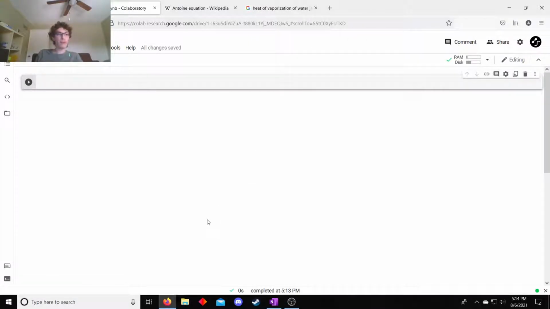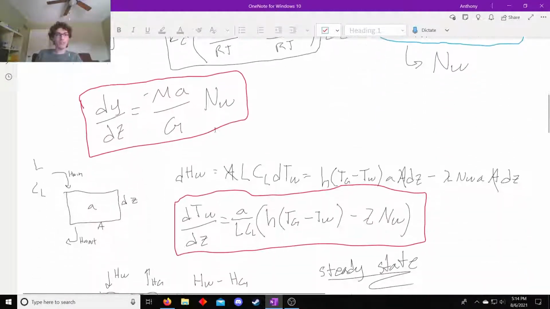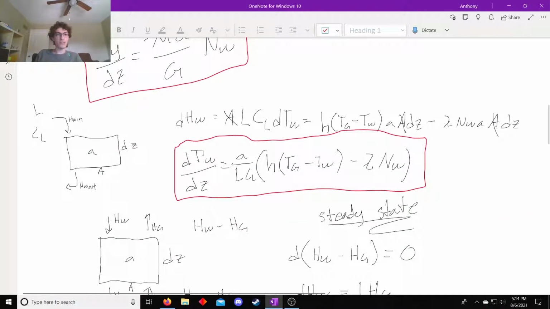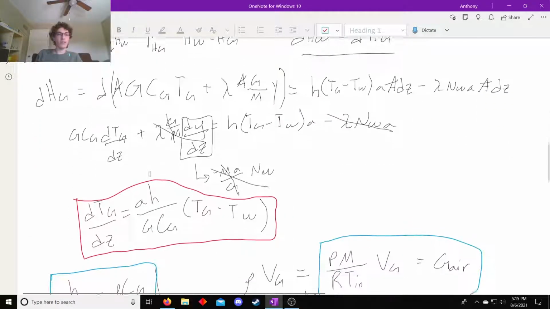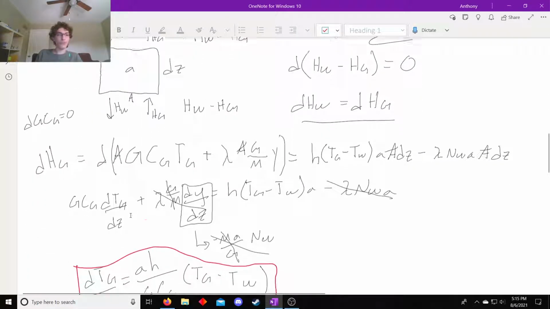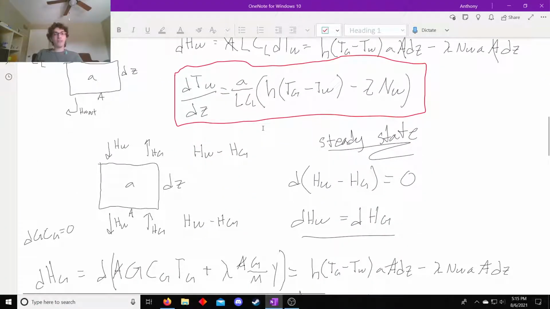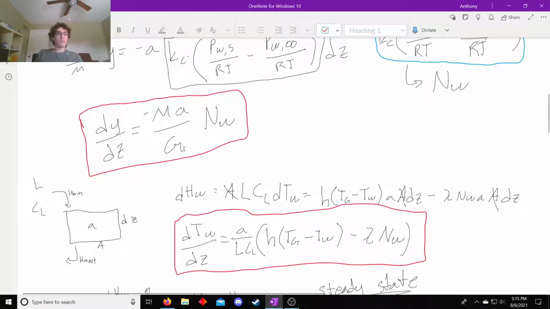Hi everyone, welcome back. This is going to be part 3 of the cooling tower problem, and in this part we're actually going to solve this out in Python. If you remember from the last couple of videos, we found dy/dz, dTw/dz, and dTg/dz, which represent the change in the mole fraction of water in the air, the change in the temperature of the water, and the change in the temperature of the gas. Now we're going to use Python to solve these differential equations as we go down the column.